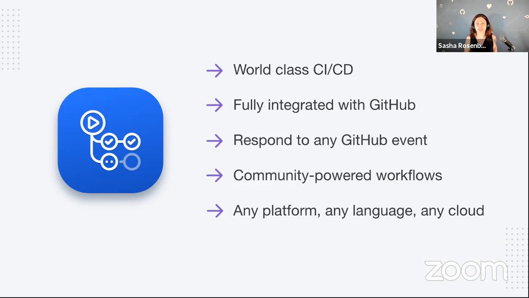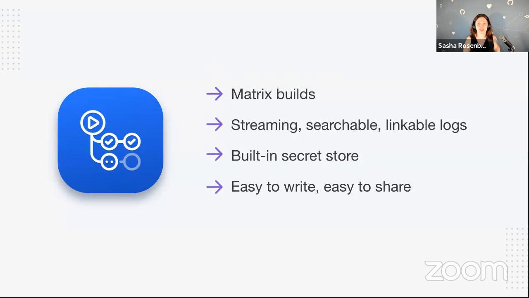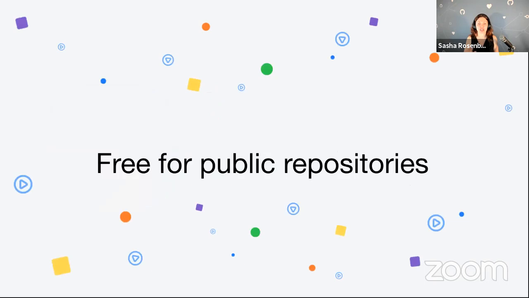And it's fully integrated with GitHub. You can respond to any GitHub event. It's community powered, so the actions are essentially open source, and you can contribute the actions you've written to the marketplace and share them with the community. And you can automate any platform, any language, and any cloud. So we're kind of open to everyone. This got a little bit into features, but we're going to talk a lot more about this. We can have matrix builds, which we're going to cover, searchable logs for these builds, a built-in secret store, and easily share the actions.